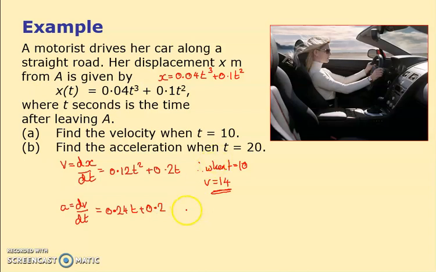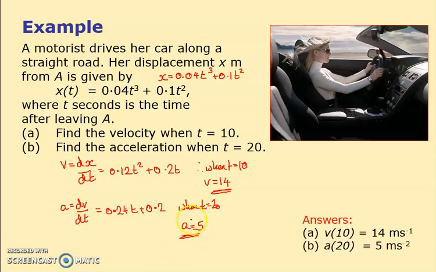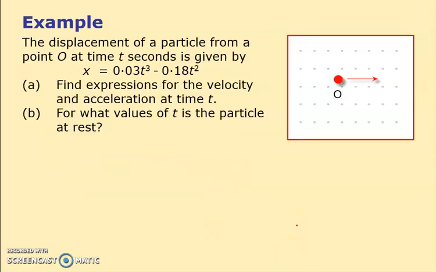It says when t equals 20. So, when t equals 20, I substitute 20 into this. So 0.24 times 20 plus 0.2, and I get exactly 5. A equals 5. Good. There you go. And that's me written in function notation, but that's the right answer.